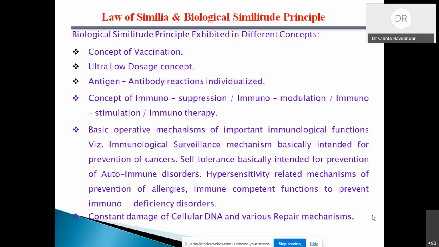And one important thing is, we all think about how we will be healthy. Only if all our cellular DNA gets repaired will we be healthy. See, even here the law of similia exists. There is a mechanism of constant damage to cellular DNA, and there are different types of repair mechanisms. If you look very deeply into these repair mechanisms, there again we can wonderfully experience the law of similia. Next.